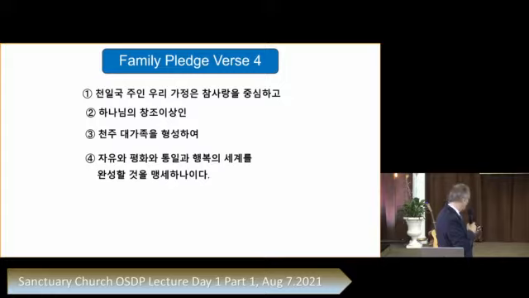And then we are going to create a world of freedom, peace, unity, and happiness. And we're going to complete that. And we pledge to complete this world of freedom, peace, unity, and happiness, by forming this family of 천주 대가족, the extended family of the spirit world and physical world.